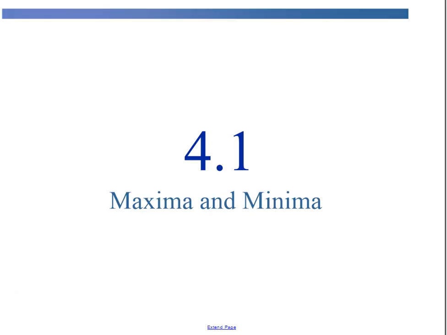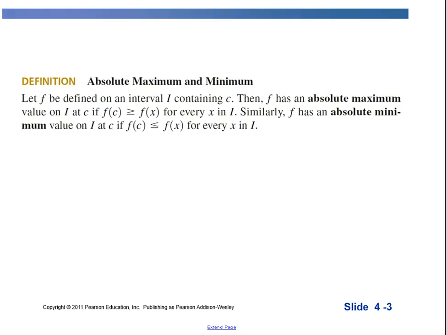In section 4.1, we're going to talk about functions and finding their maximum and minimum values. The first definition we have is about the absolute maximum and minimum. Let f be defined on an interval containing some point c. Then f has an absolute maximum if its height, f of c, is greater than or equal to f of x for every x in the interval I.